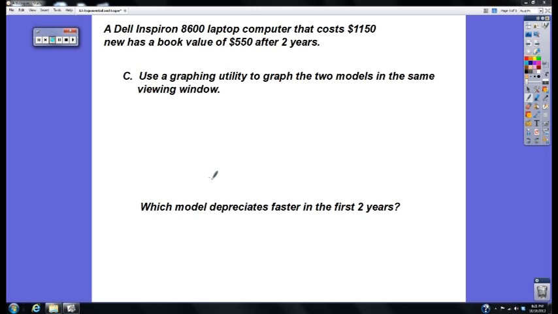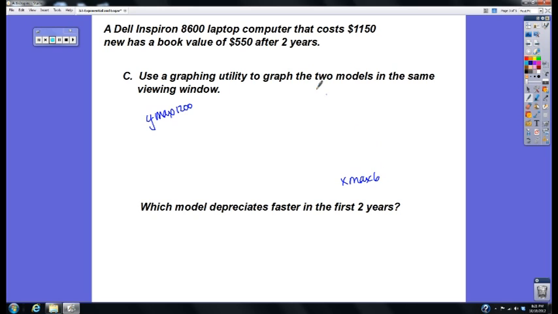The next part says to use a graphing utility, which is your calculator, to graph the two models in the same viewing window. I don't know how many of you have a calculator with you when you are looking at the graph, but I'm going to give you a window here. Your Y max, you're going to need to go up to 1200. Your X max, you're going to need to go out to about 6, maybe 5 years.